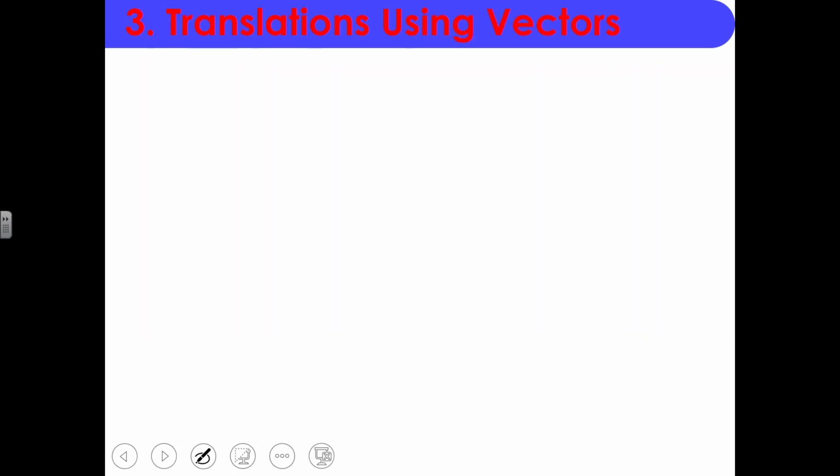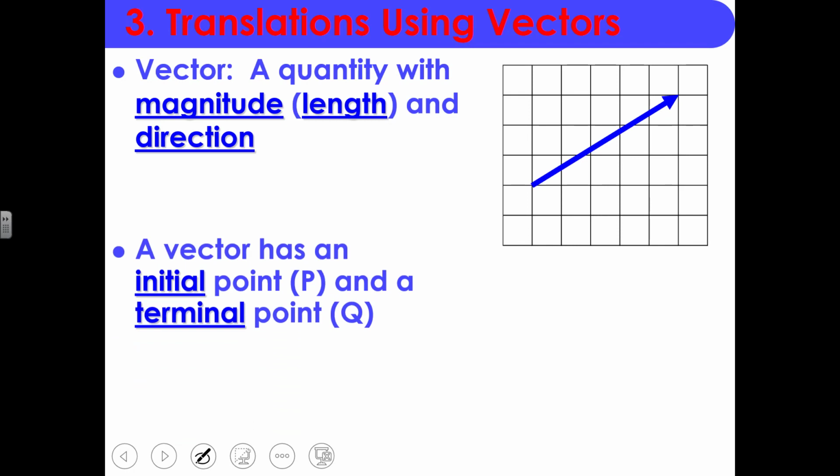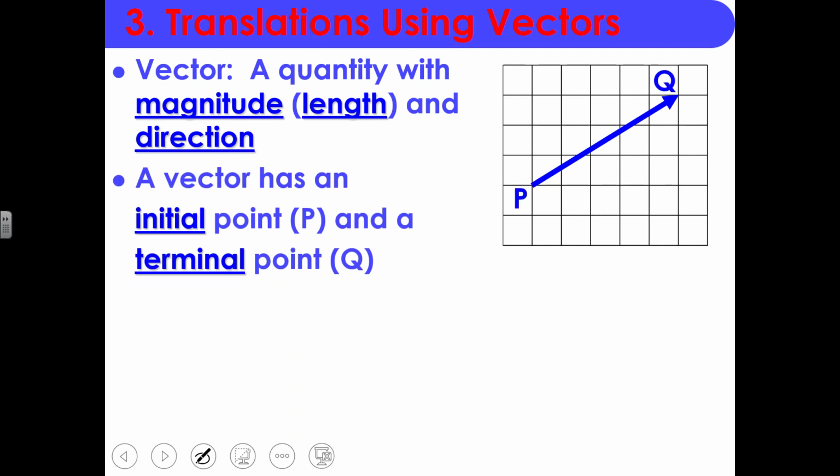Now I'm going to introduce a new term which is called vectors. A vector is a quantity with magnitude and direction. A vector has an initial point, like point P, and a terminal point, like point Q. So this arrow indicates a vector.